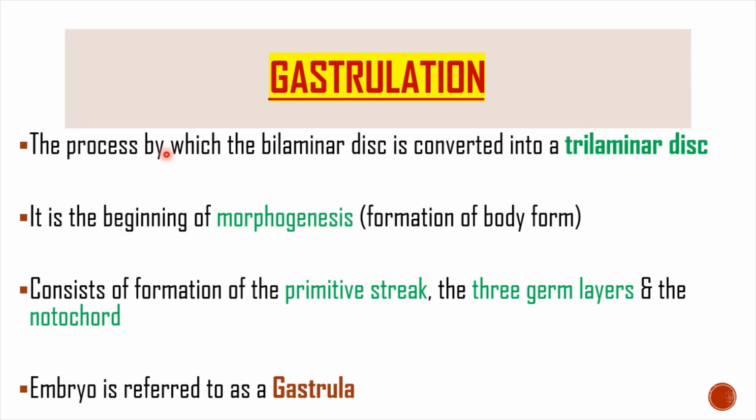So in week 2, remember that there is a formation of a bilaminar disc. And the formation of a trilaminar disc from that bilaminar disc is what we term gastrulation. So gastrulation is the beginning of morphogenesis, which is the formation of the body form and organs. It consists of the formation of the primitive streak, the three germ layers, and the notochord. The embryo at this level is referred to as the gastrula.